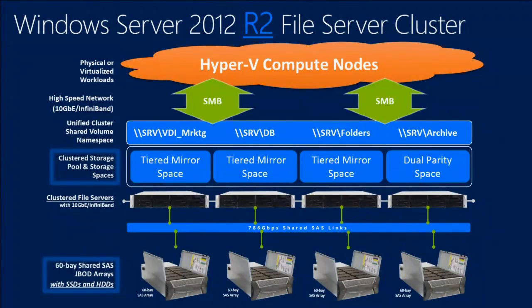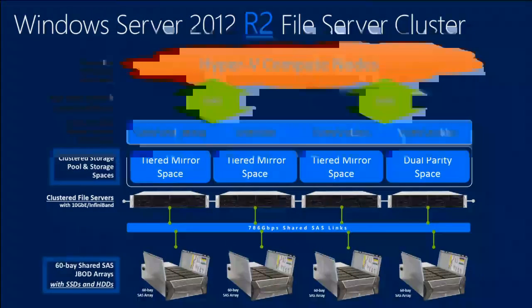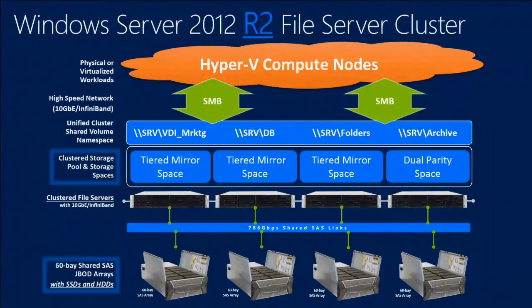And the JBODs themselves are inexpensive because there's really not a lot of logic in them. Metal, backplane, SAS expander, and power. That's really all they are. So they're very inexpensive units.